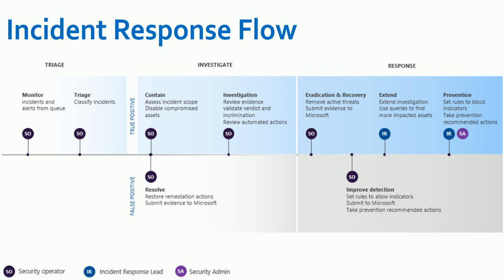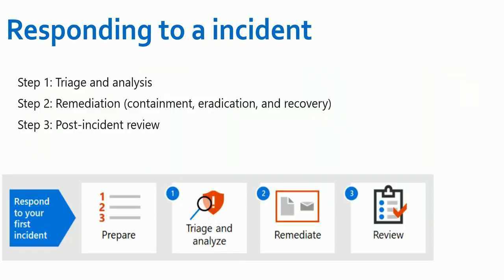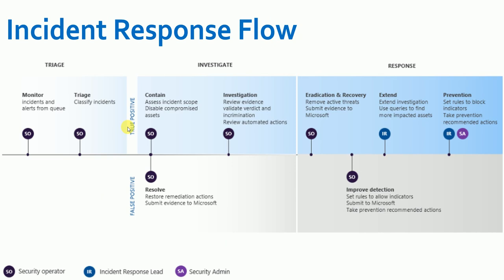Now let's see the incident response flow. As I told, it's in three A's: triage, investigate, and respond. I already explained this. Now let's go to responding to incidents, how we respond to an incident: triage and analysis, remediation, and post review. The same thing I explained here: triage, investigate, and respond.